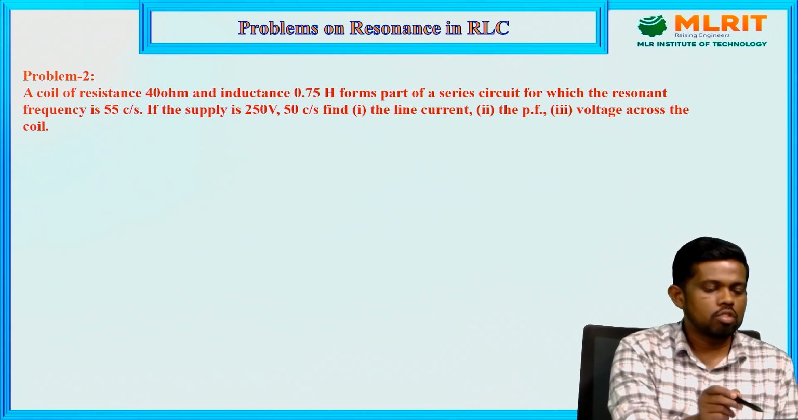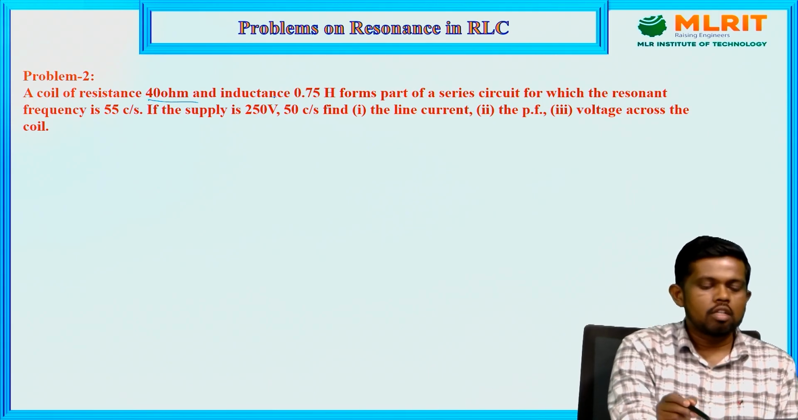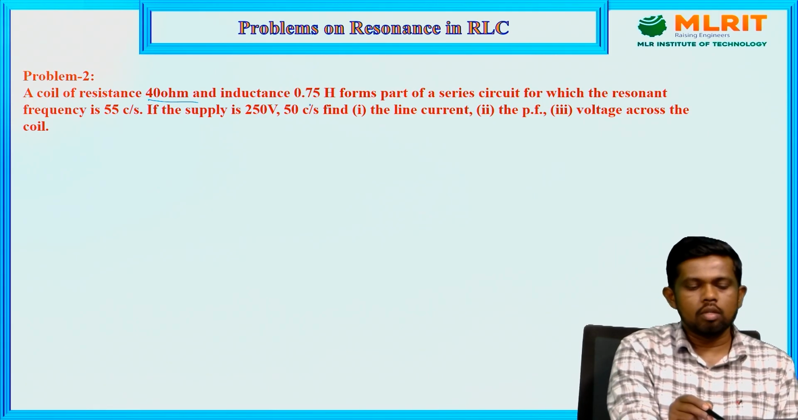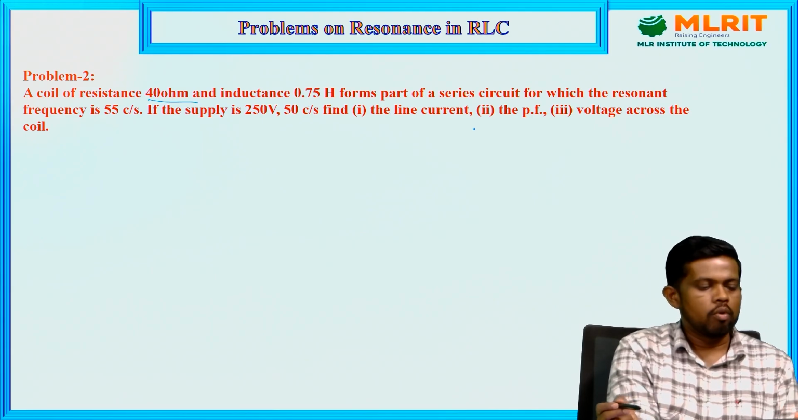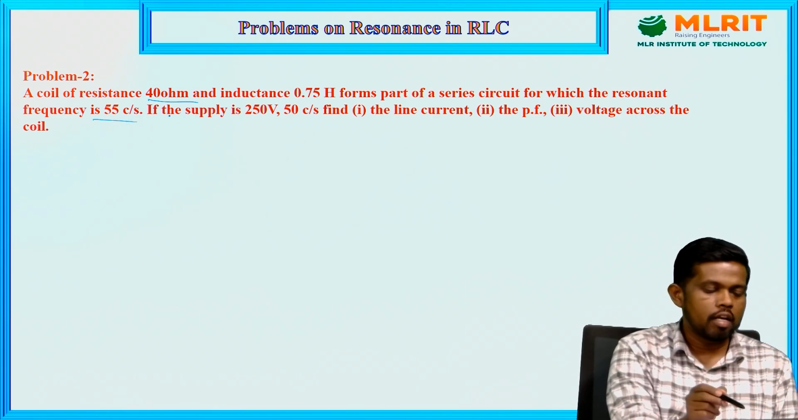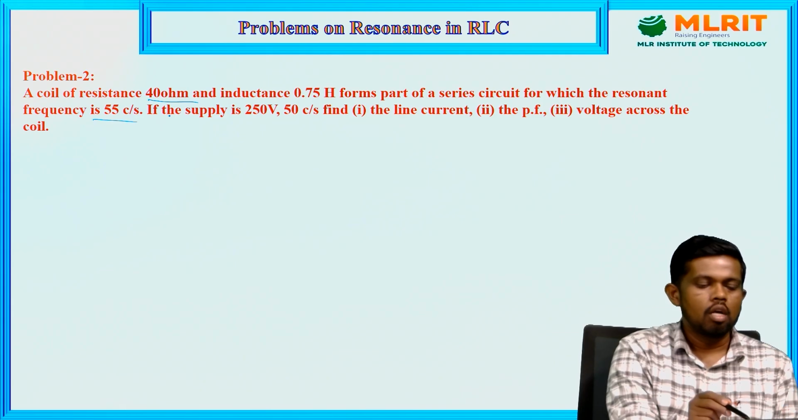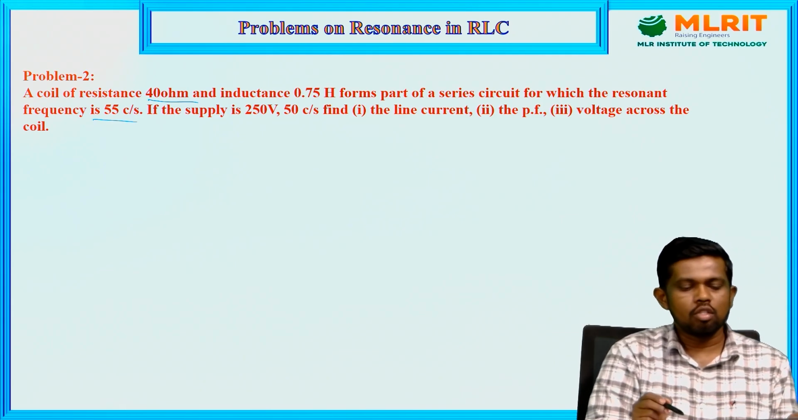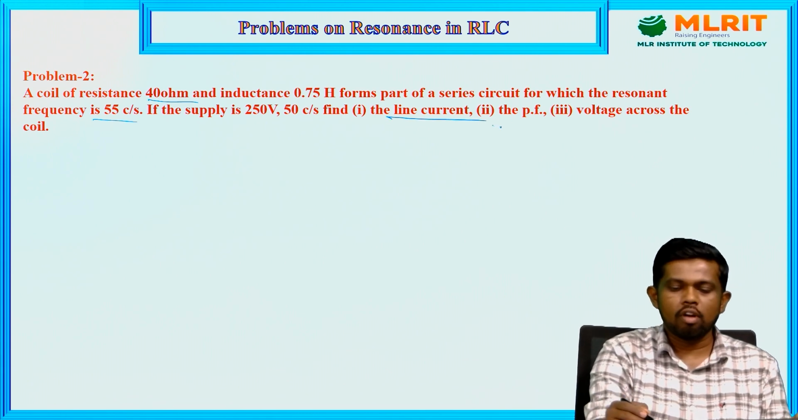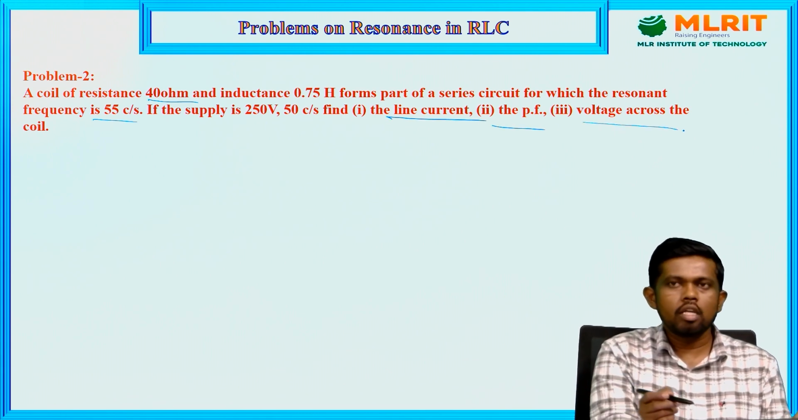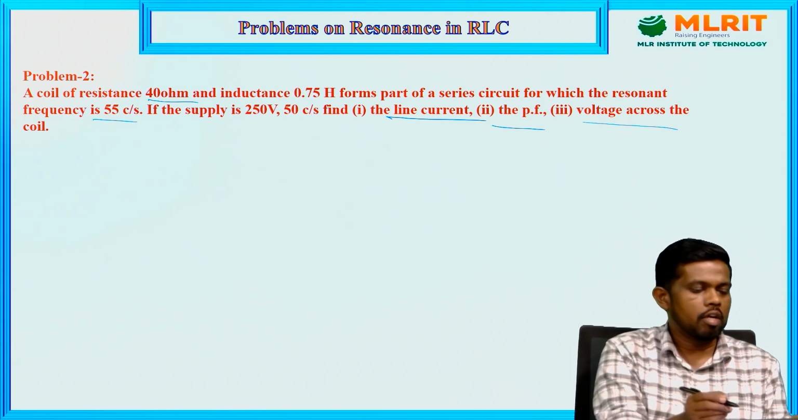A coil of resistance 40 ohms and inductance of 0.75 Henry is connected in series to the whole network. Under the resonance condition, the resonance frequency offered by the network should be 55 cycles per second, that means 55 hertz. The supply frequency of the system is 50 cycles per second. Based on this, we need to find the line current of the network, the power factor, as well as the voltage across the coil.